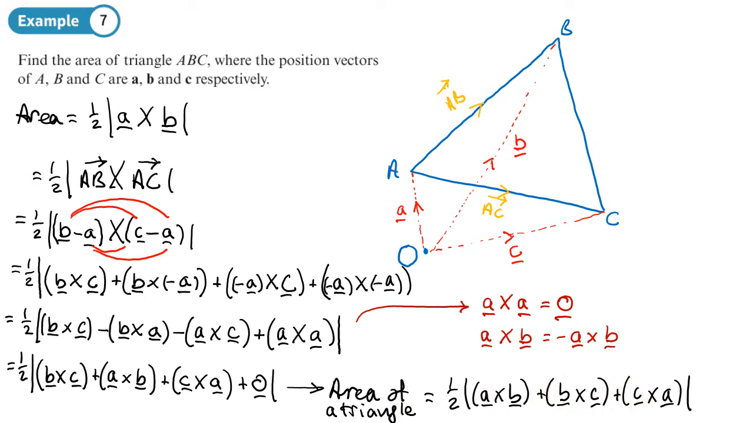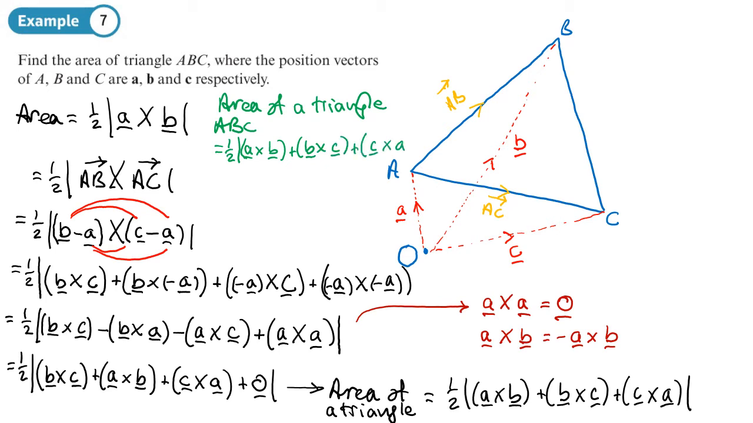So I'll write the full result over here in, what colour should we go for? Green. So the area of a triangle ABC is equal to half A cross B, let's get my symbols right, A cross B plus B cross C plus C cross A. So we'll be able to use that later on. I think that'll probably be useful as a quick way to find the area of a triangle.